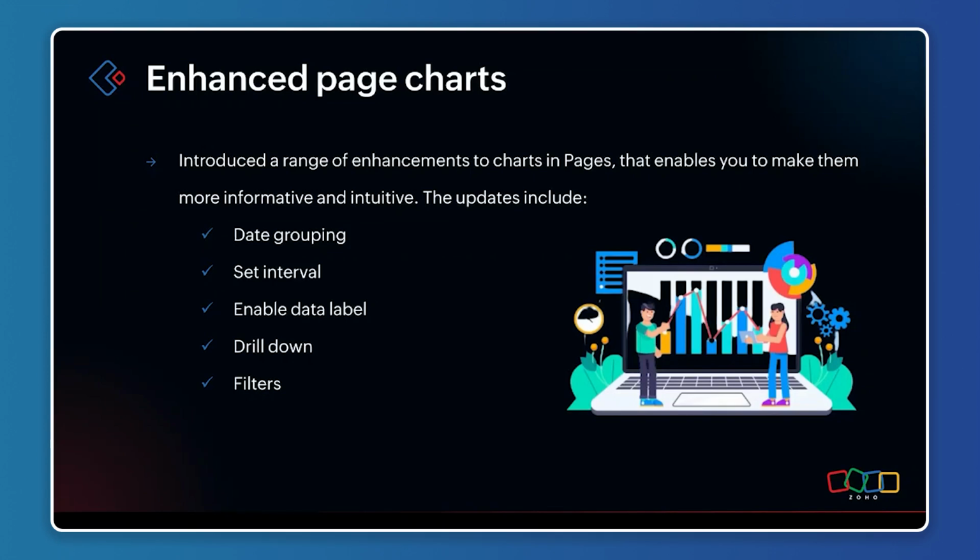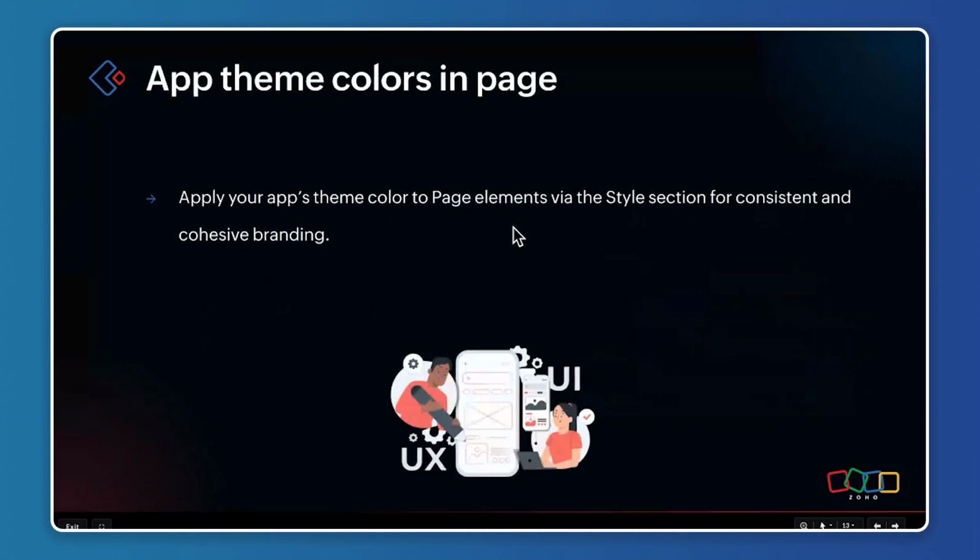Within the charts we have brought in a few updates like date grouping, set interval, and along with that we also have enabled data label, drill down, and filters. So these are a few of the enhancements that we have brought in inside the chart element, right? Now I'll take you to the live demonstration. And before we go to the live demonstration, we have one another enhancement within the page component, which is app theme colors in page. Whatever theme color you have chosen for your application, the same colors can be applied to any of your page elements, right? So we will be looking into this particular topic, right?